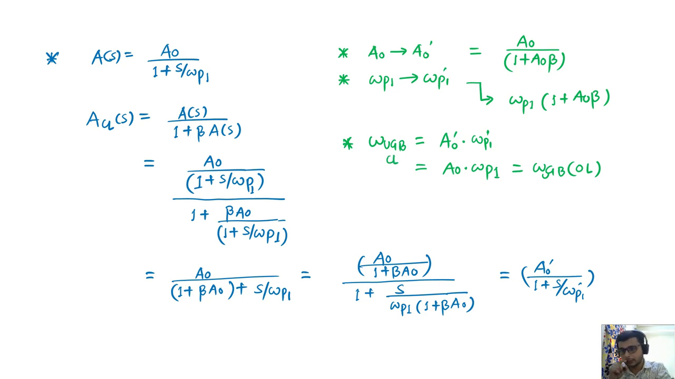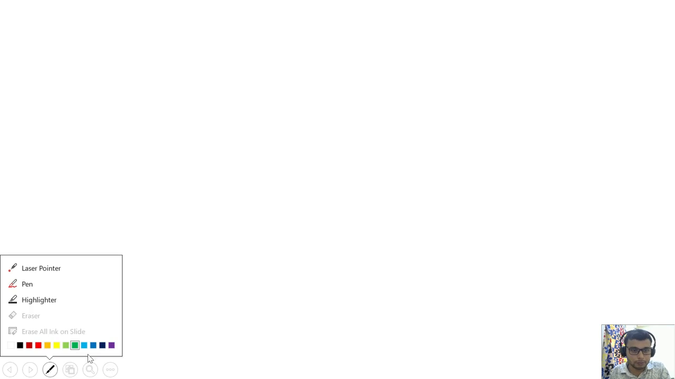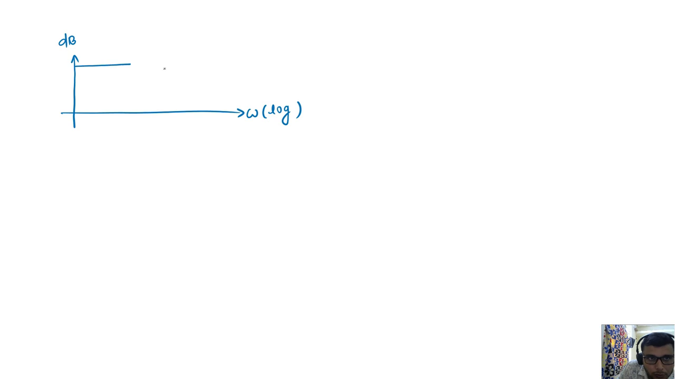So from here we can see the plots. I am putting the negative feedback here, and the beta factor. Here we have omega on log scale, and this is the gain on dB scale. So what was my open loop gain? It was something like that. It was my A naught, and this frequency was omega p. So what about the closed loop response? The closed loop response is something like that.